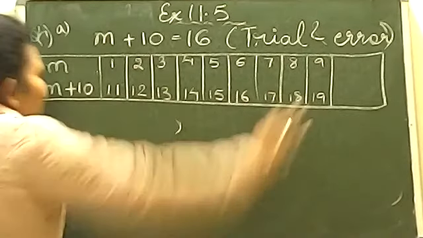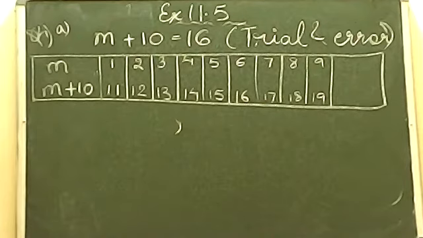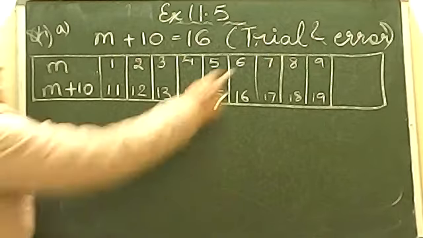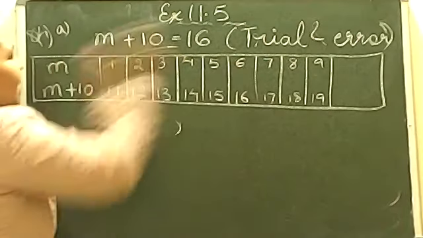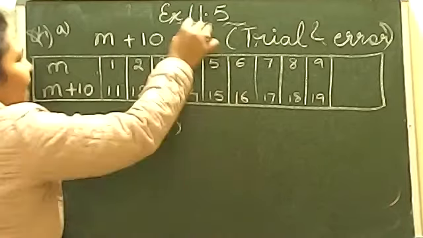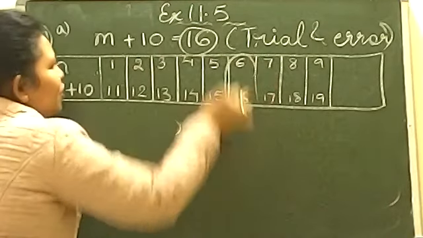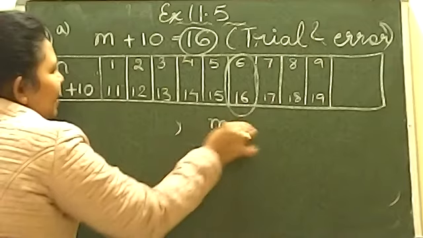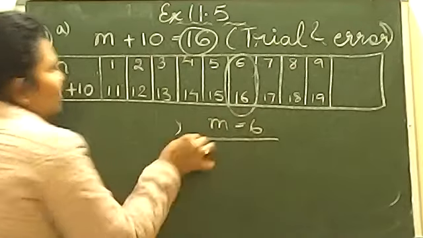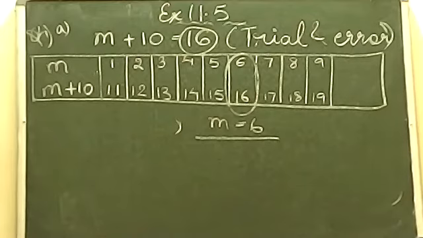Now out of this whole table, can you please tell me what the right option is? What is the right option, everyone? Yes, absolutely right. The right option is 6, because when you put m as 6, you get 16 and I want 16 only. So here our answer is m is equal to 6. This is completed.